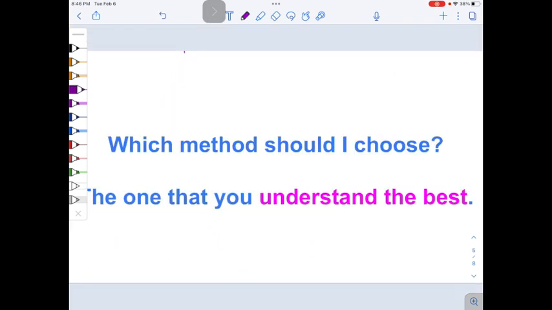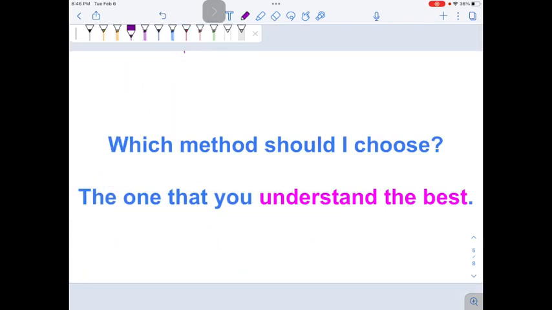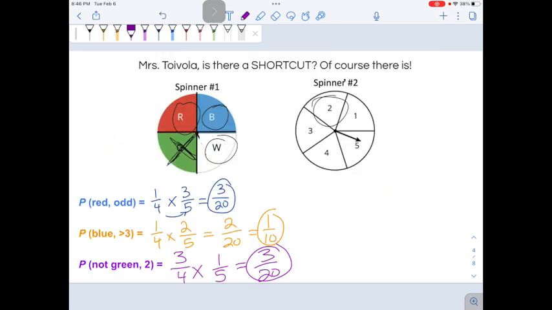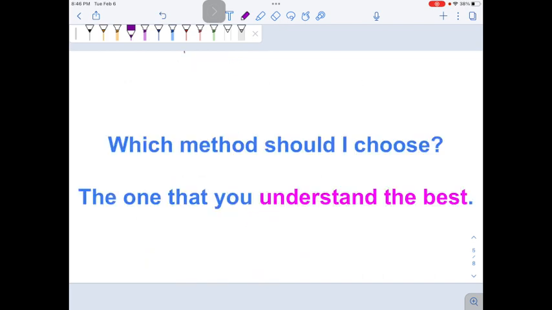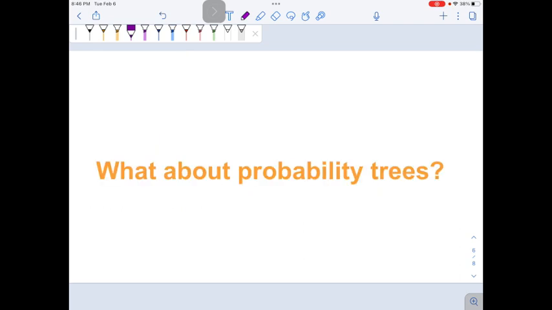All right, cool, Ms. Toivola. Which method should I use? Well, it's the one that you understand the best. If you don't understand where these fractions come from, then don't even bother trying. Make the sample space. Figure out how many options there are, and then look for those events. Look for both red and odd, blue and greater than 3. Okay, Ms. Toivola, that makes sense, but what about probability trees?